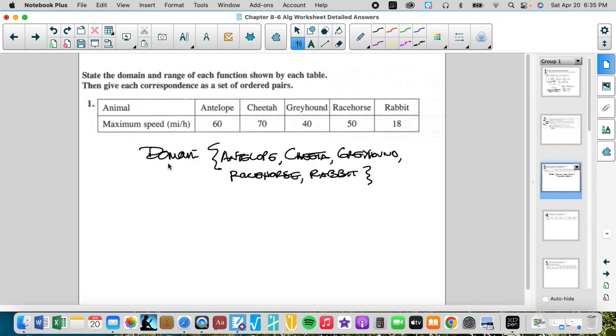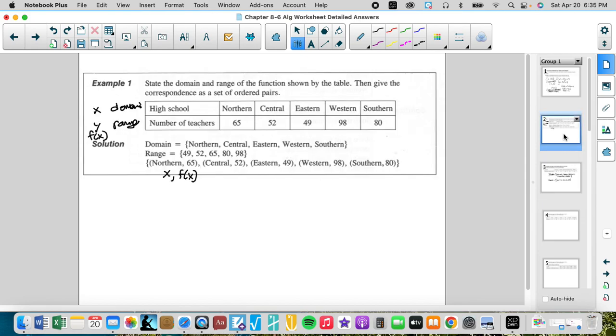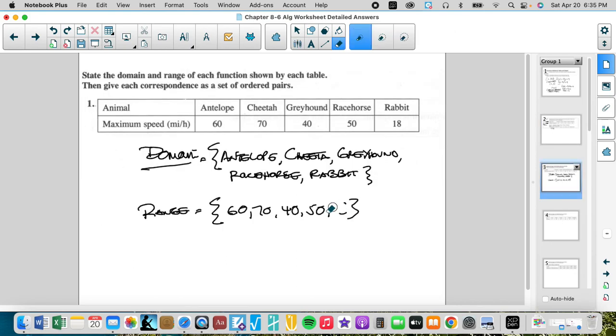Tricks are for kids. So this is our domain. Our range is also going to equal a solution set: 60, 70, 40, 50, 18. Now let me see if they put it in numerical order. They do. Notice there is no correlation: it's not alphabetical order in our domain, but our range is in numerical order. So we will erase that and rewrite it correctly.